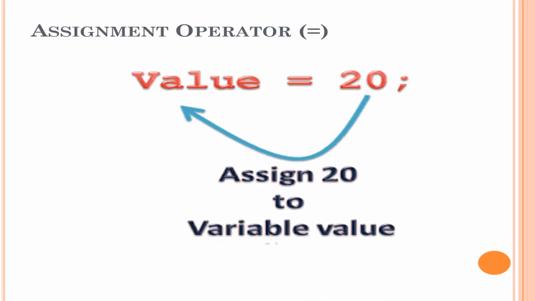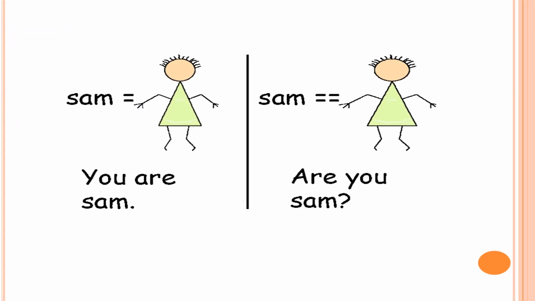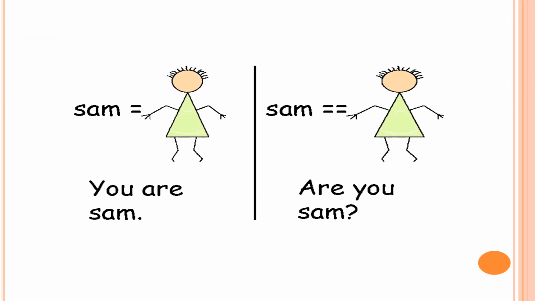Next, we have a major category, the assignment operator. This operator simply assigns the value of the variable on its right-hand side to the variable on the left-hand side. Take an example, Sam is equal to a person. It simply assigns person to the name Sam. It means Sam is a person.